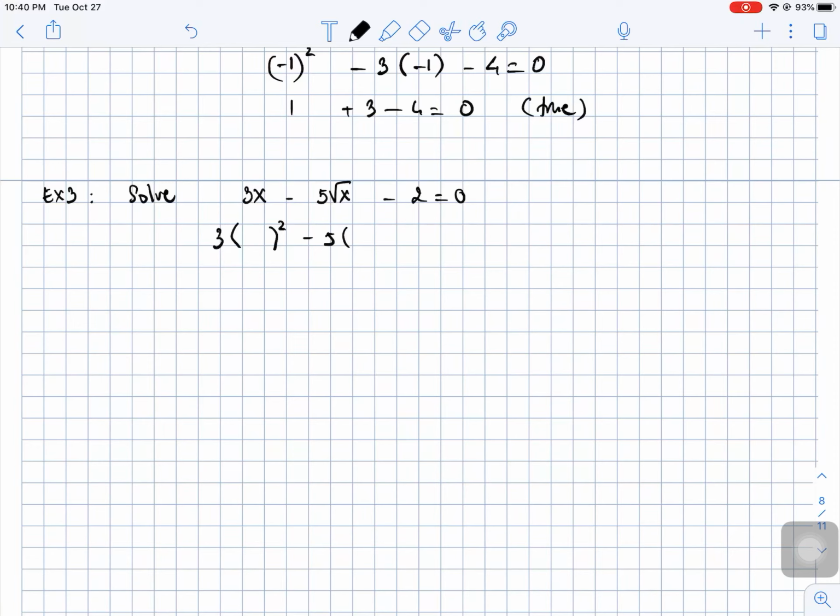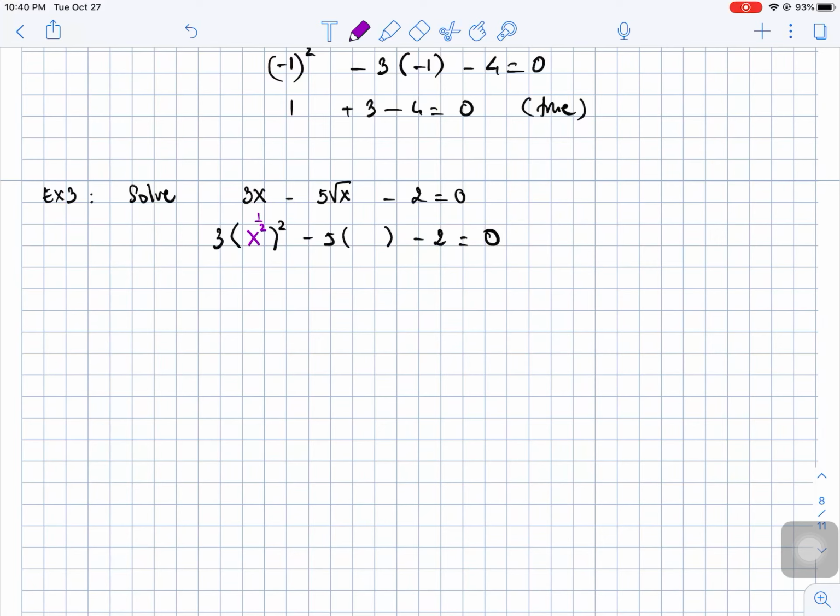Example number 3, we want to solve the equation. For this equation, we recognize that we have a square root. If you want, you can solve this equation by isolating the square root on one side and everything else on the other side. But we are in this section.